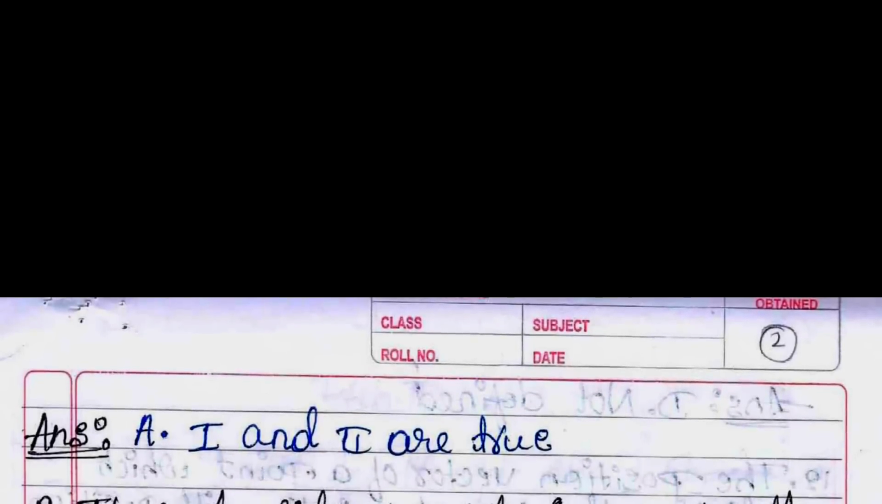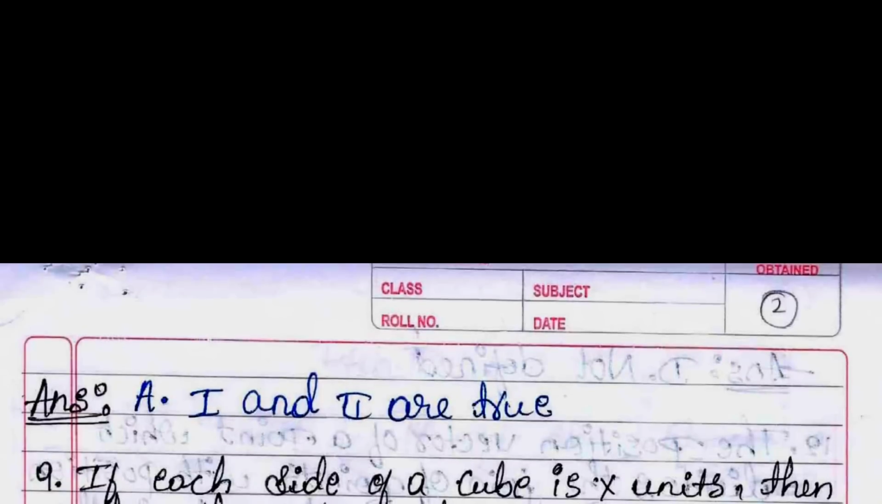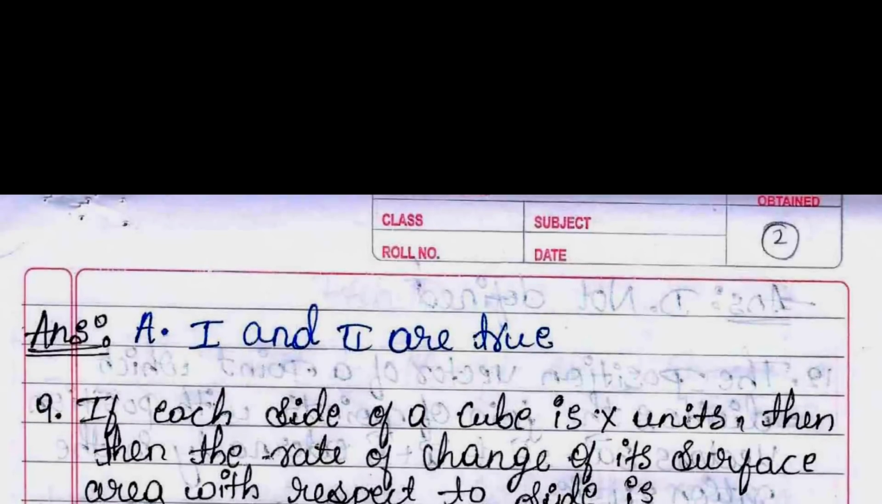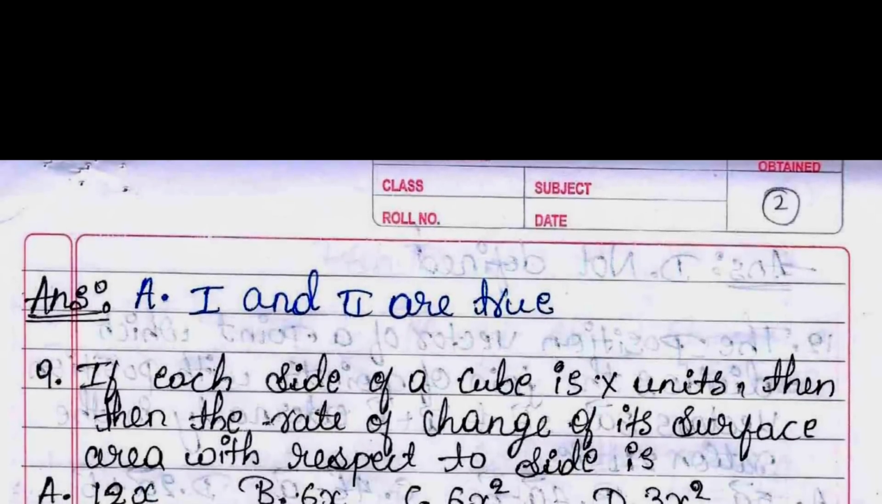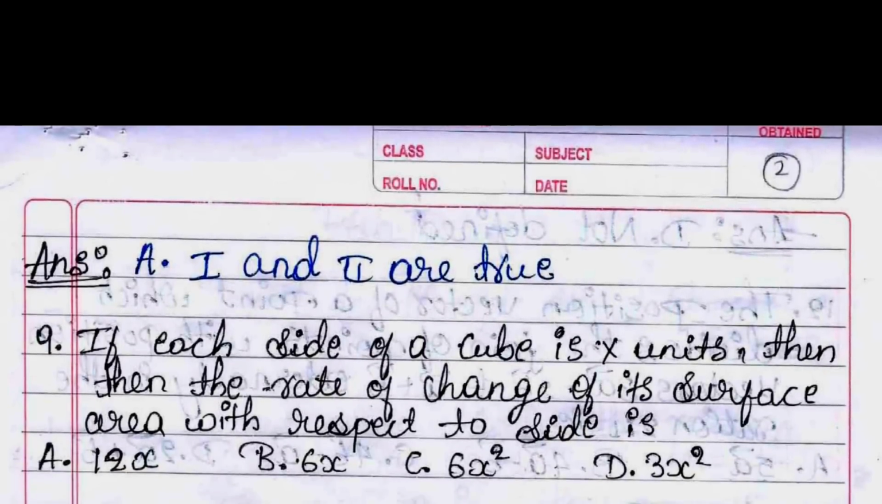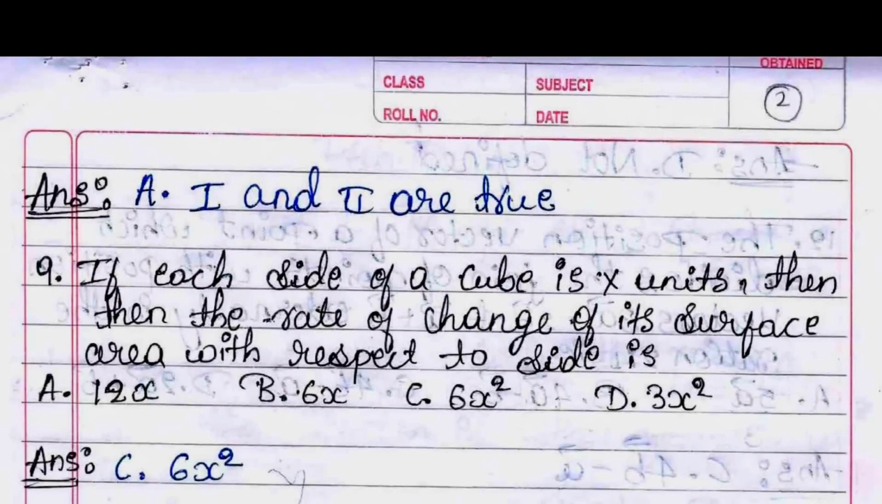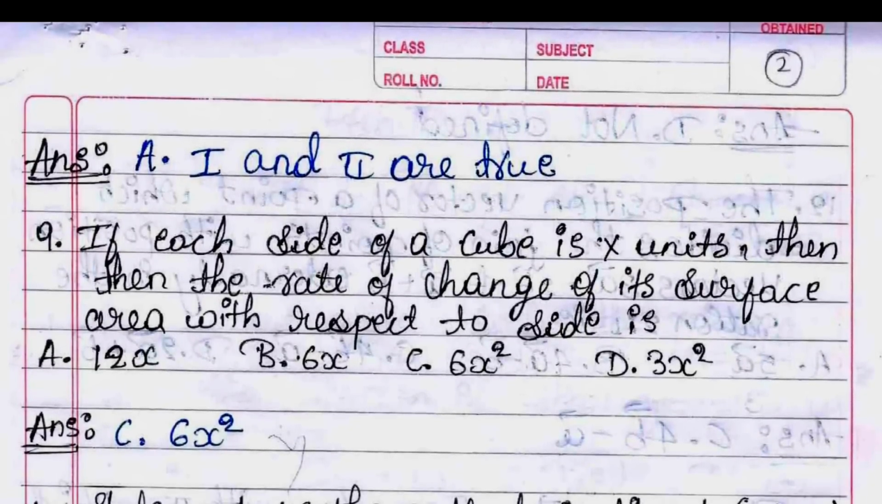Ninth, if each side of a cube is x units, then the rate of change of its surface area with respect to side is: A 12x, B 6x, C 6x square, D 3x square. The answer is C, 6x square. Tenth, statement 1.